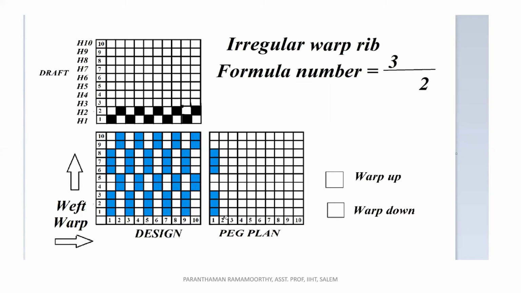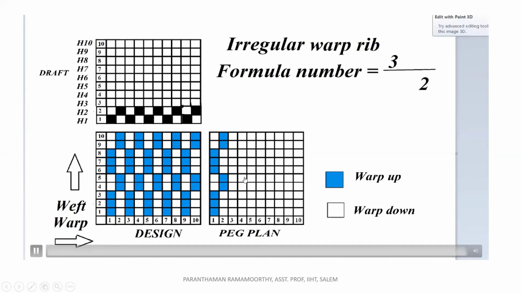Then the peg plan. In the first three picks, the first end is lifted up. Then the second end, in the first three picks, is kept down, and in the fourth and fifth pick, the second end is lifted up. The blue color mark indicates warp up and the blank box indicates warp down.